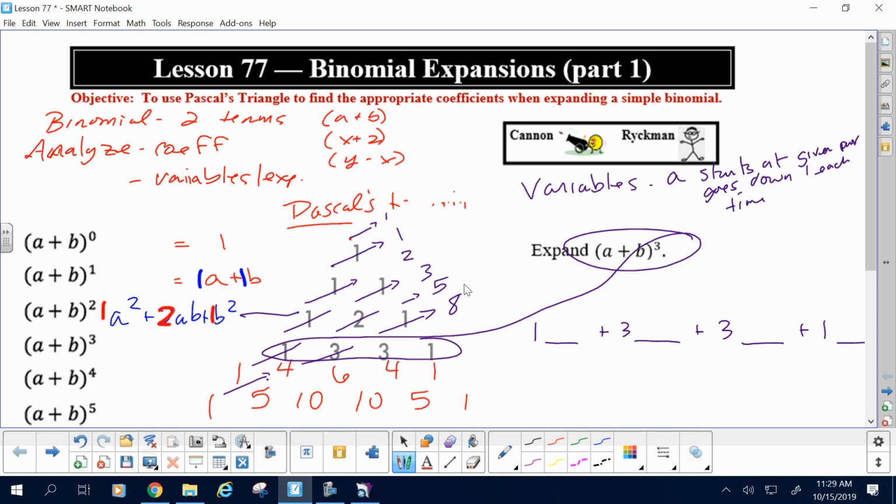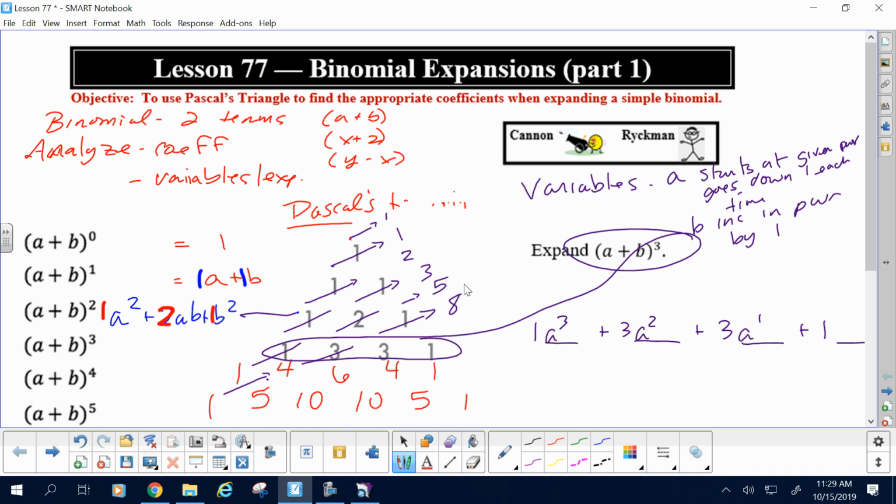Now in this case, a plus b cubed means that a will start at a cubed, and then we'll go with a squared, and then a to the 0 is just not a 1. You with me? Okay. What do you notice about b? B starts at nothing, and then b to the first, and then b squared. B increases in power by 1, starting at 0.